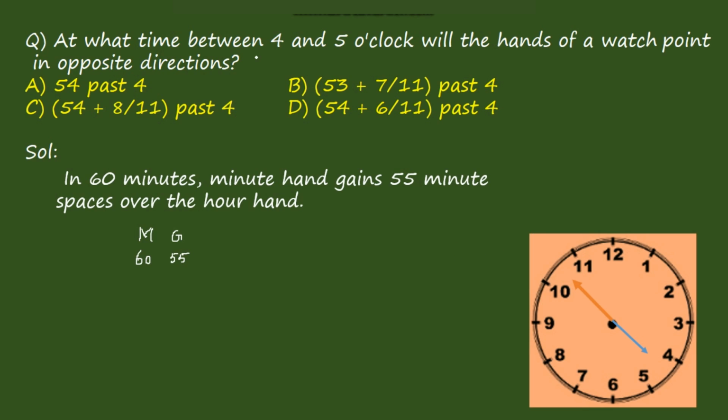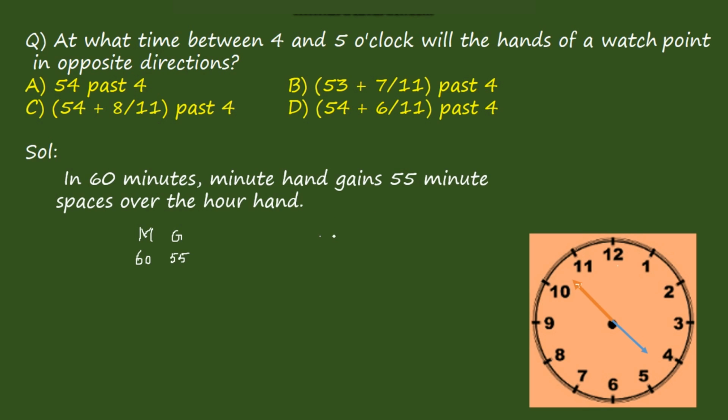Now as per the question, it is given that between 4 and 5 the minutes hand and hour hand should be in opposite directions. It's nothing but forming a straight line, right? Now the minutes hand should move from 12 and rotate to come here. How much gain has been formed from moving from 12 to this particular point?